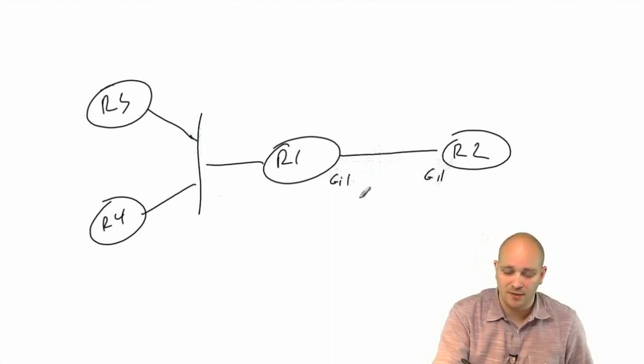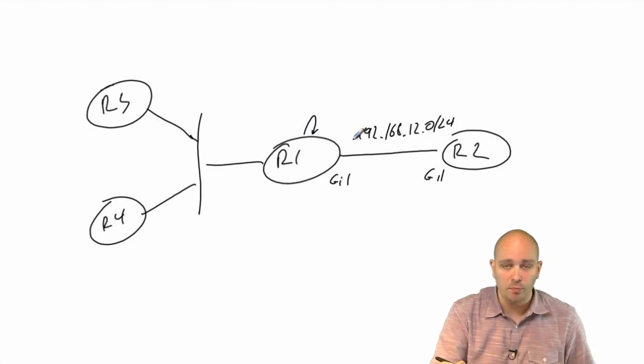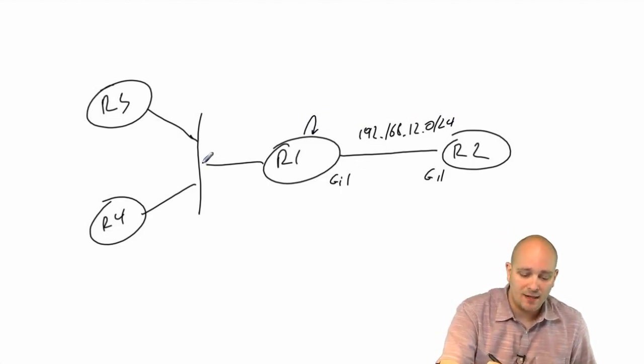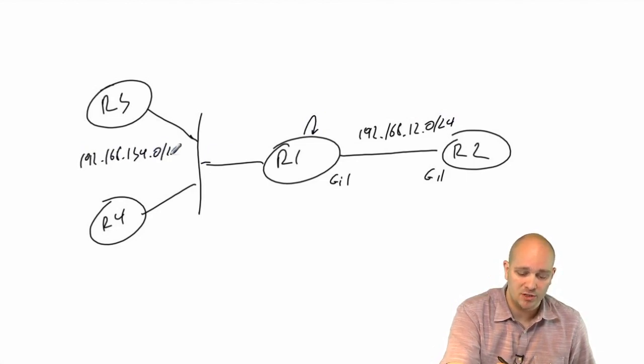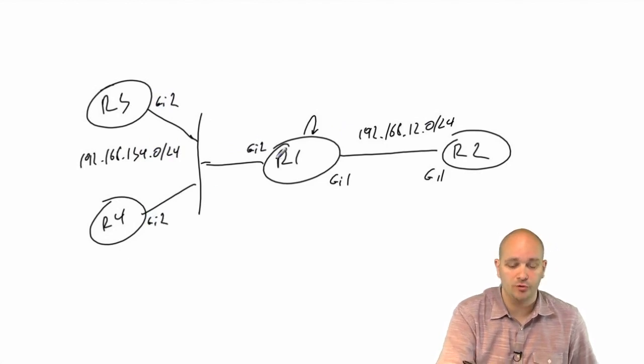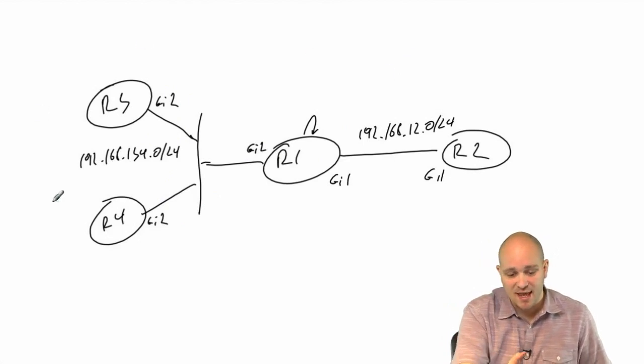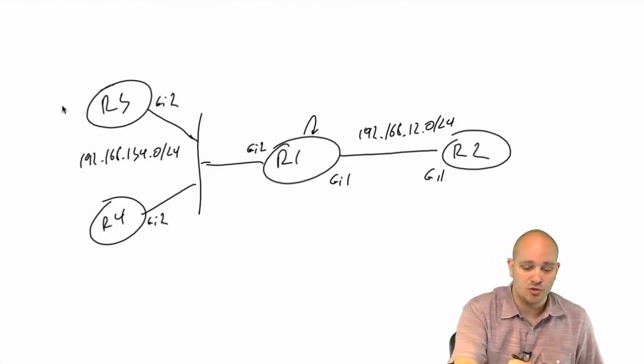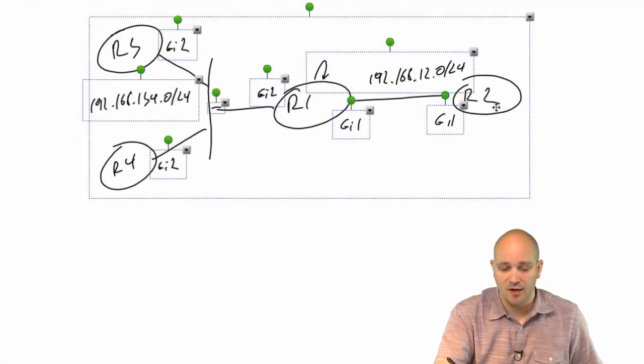This is gigabit interface 1 here, and 192.168.12.0/24 is the network there. We also had the loopback on R1, and this network here was 192.168.134.0/24. This was gigabit interface 2 on all three routers here. And as I say, everything here was running in area 0.